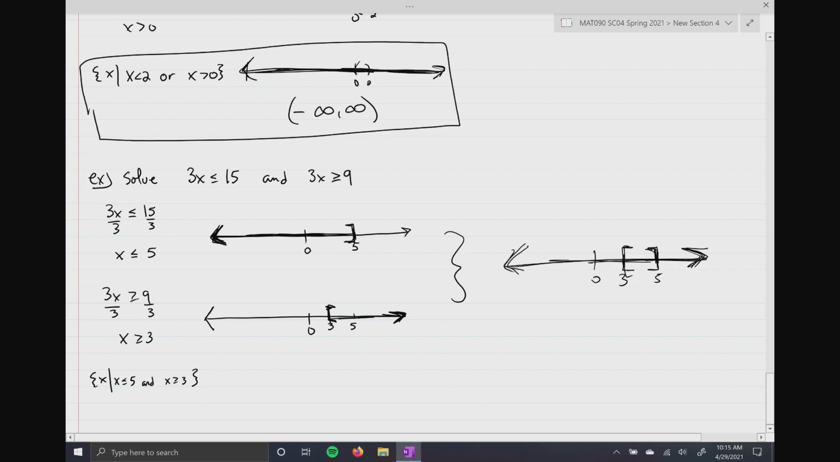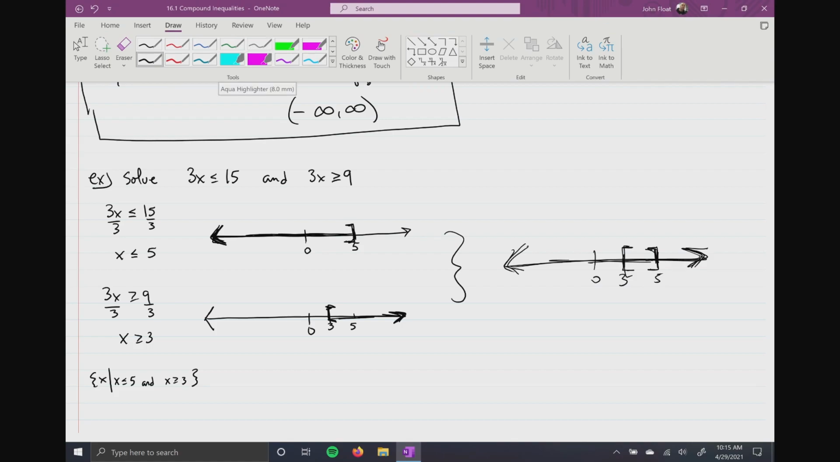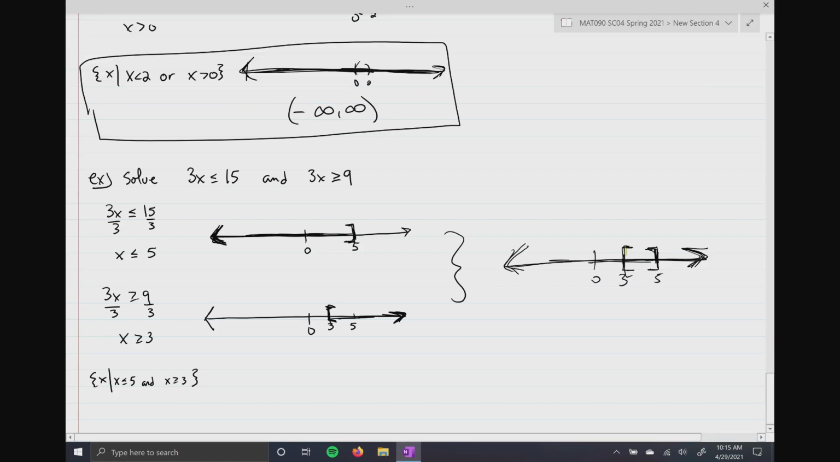But here's the difference. Since the previous problem is an or statement, the overlap is everywhere. Since this is an and statement, the only solution, even though they overlap, is right there. That's it. Because remember, when it's an and statement, you have to satisfy both equations at the same time. The or statement, at least one. Doesn't matter. But that and statement is very specific.